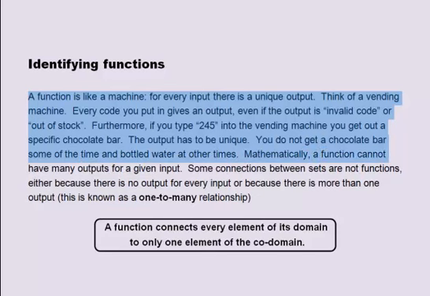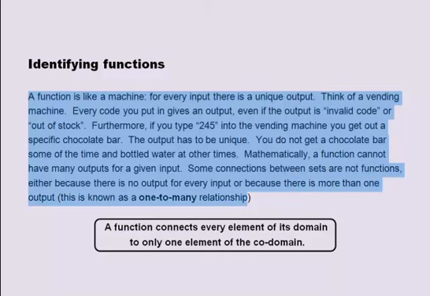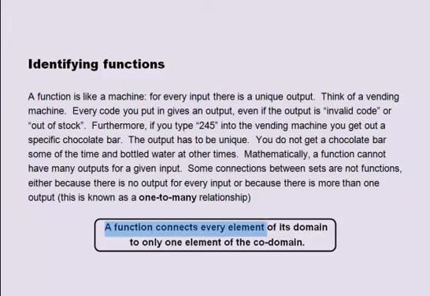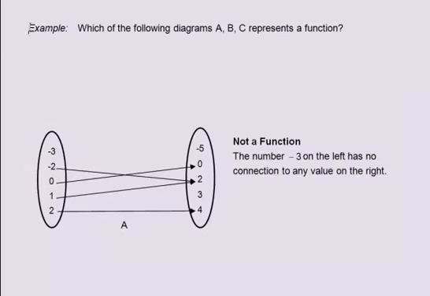Mathematically, a function cannot have many outputs for a given input. Some connections between sets are not functions, either because there is no output for every input, or because there is more than one output. This is known as a one-to-many relationship. A function connects every element of its domain to only one element of the codomain. Example: which of the following diagrams, A, B, C, represents a function? Firstly, A. This is not a function. The number -3 on the left in the domain has no connection to any value on the right.